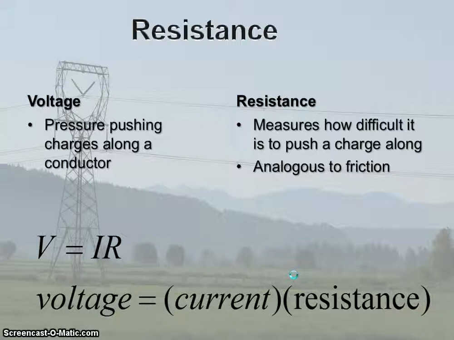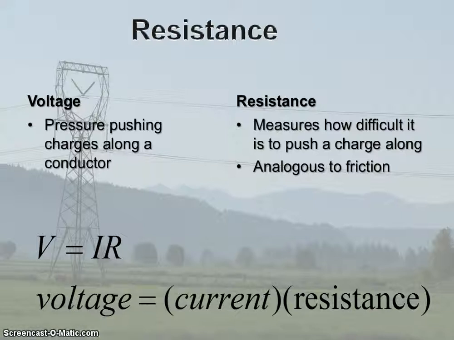All right, so let's look at voltage versus resistance. We're moving on to Roman numeral 4 and Roman numeral 5 now. Voltage is about how much, kind of like quote-unquote pressure is pushing the charges along. Resistance is how difficult it is for the charges to get along.